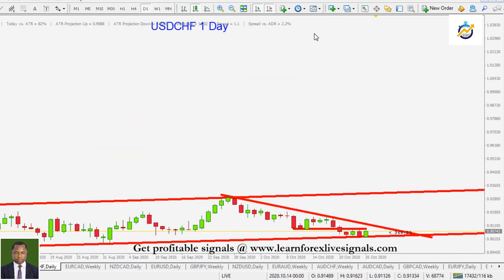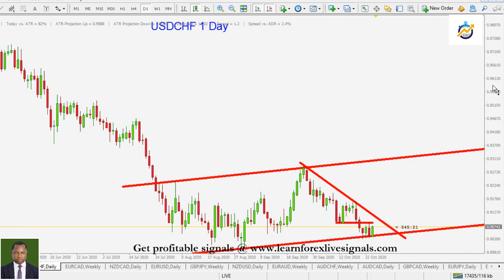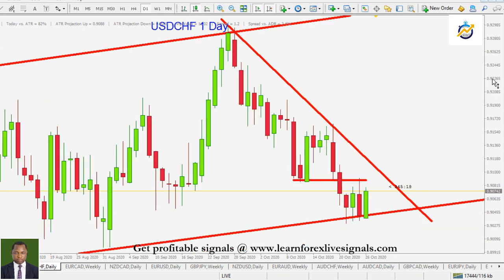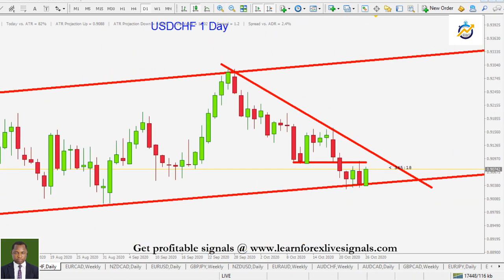Okay, so in the daily time frame, what do we expect? Well, we are still within the bear's trap, as this trend line still holds price.